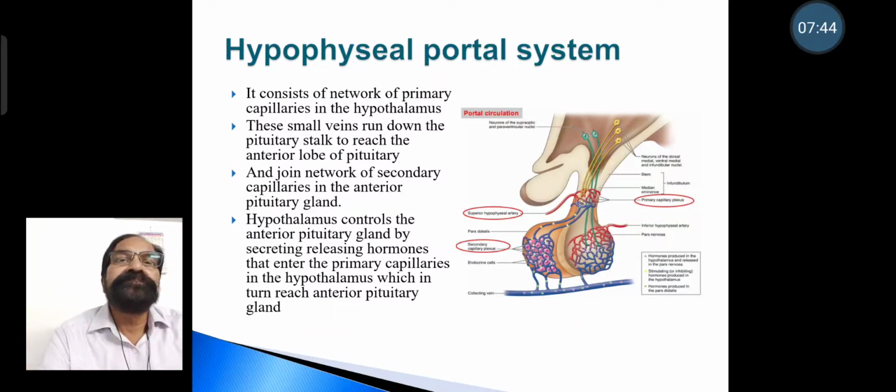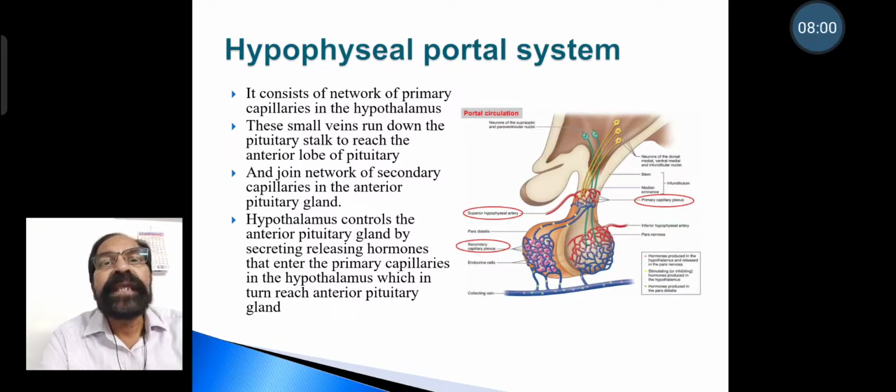Hypophyseal portal system. It consists of a network of primary capillaries in the hypothalamus. These small veins run down the pituitary stalk to reach the anterior lobe of the pituitary gland and join a network of secondary capillaries in the anterior pituitary gland. The hypothalamus controls the anterior pituitary gland by releasing hormones that enter the capillaries in the hypothalamus, which in turn reach the anterior pituitary gland.